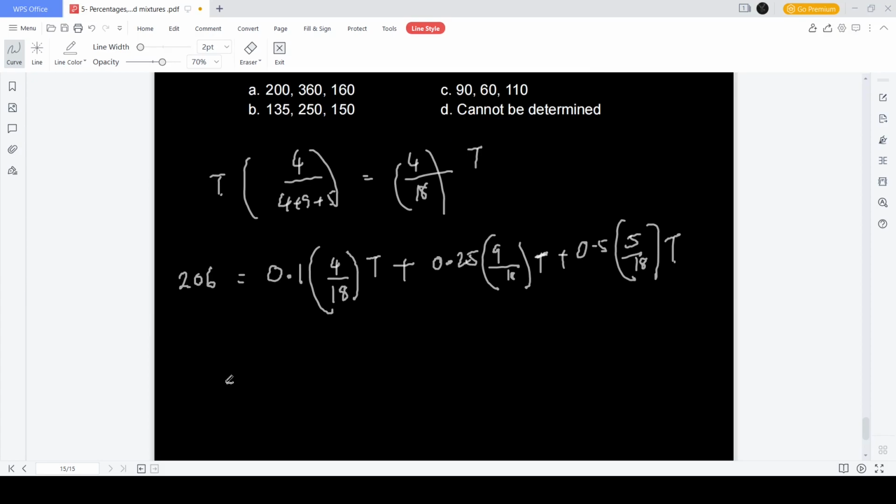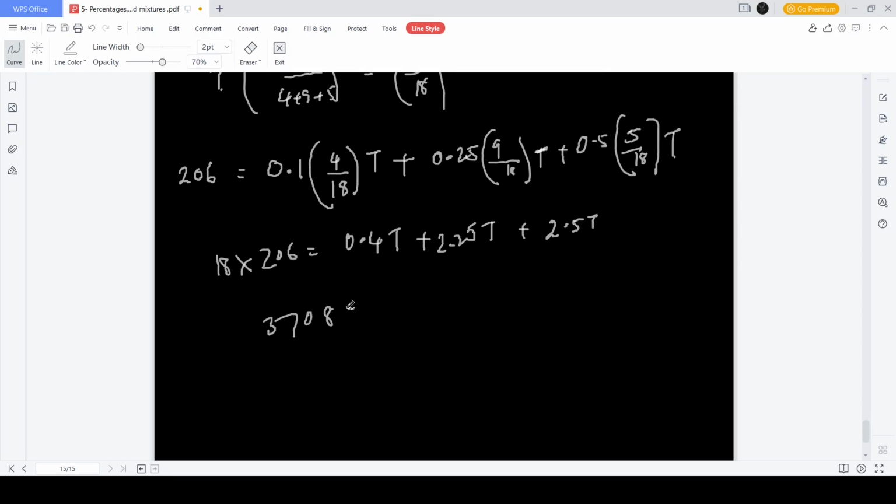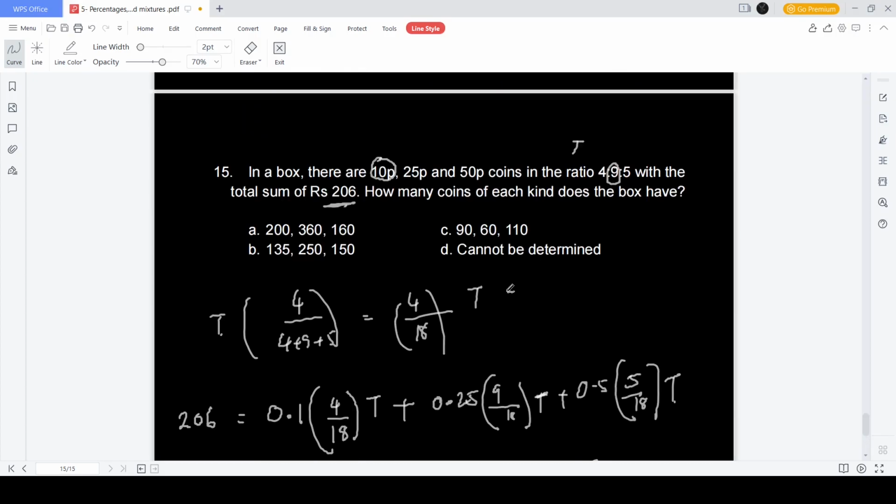So we can take 18 that side. We get 18 into 206 is equal to 0.4 t plus this is 9 into 0.25, plus 2.5 t is equal to this thing. Again we find out 18 into 206 is nothing but 3708 is equal to 5.15 times t. So t comes as 3708 divided by 5.15. So that is 720 coins. So there are a total of 720 coins.